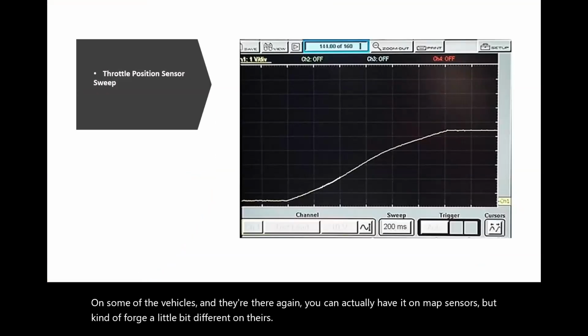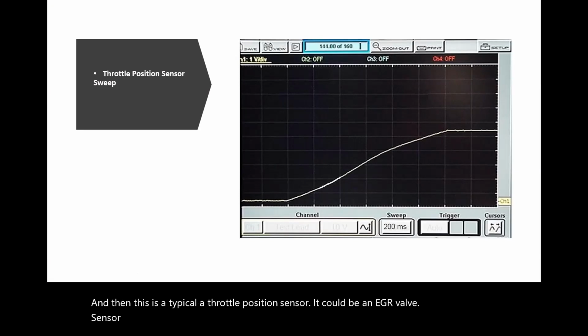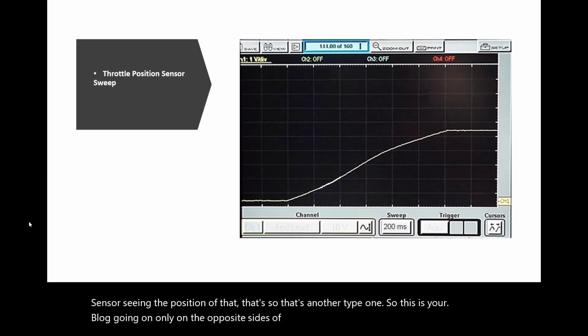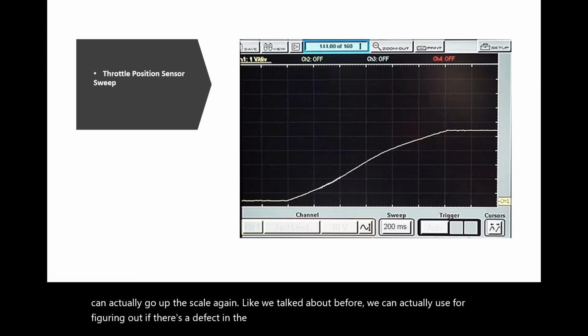And then this is a typical throttle position sensor. It could be an EGR valve, a sensor that's seeing the position of that. That's another type. So this is definitely your analog going on only on the positive side. So your 0 being at the bottom here, and then you can actually go up the scale again, like we talked about before. We can actually use that for figuring out if there's a defect in the position sensor.